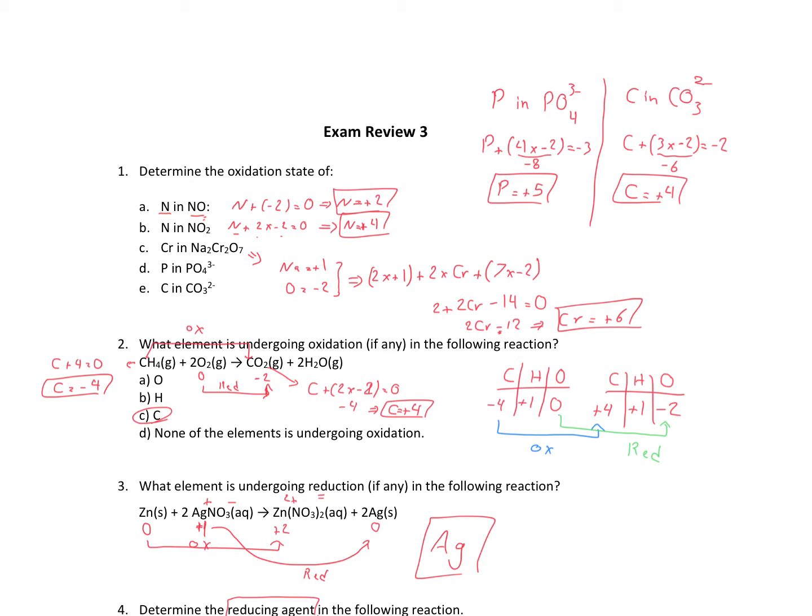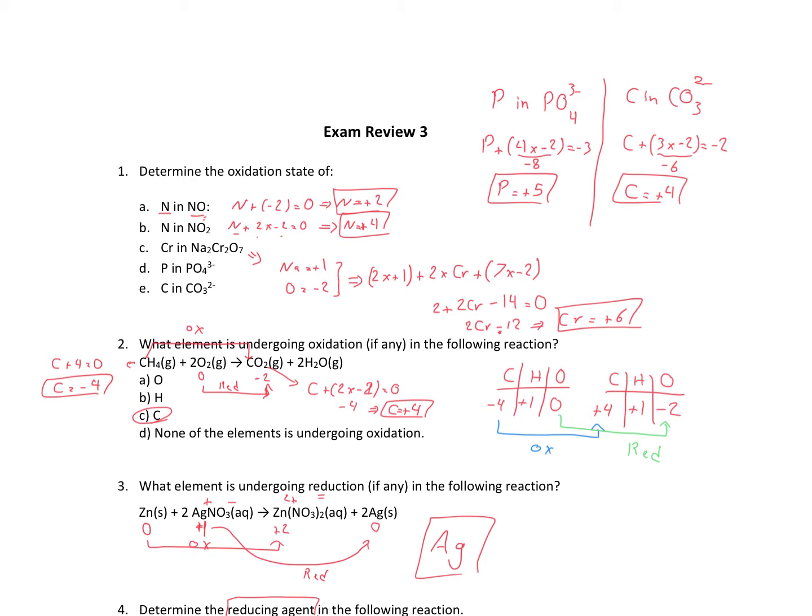To find chromium, you set up the equation. You have 2 sodium, so 2 times +1, plus 2 times Cr, plus 7 oxygen, 7 times -2, equals 0, and you find the oxidation state of chromium is +6. The same thing for D, phosphorus in phosphate, so P in PO4 3-.